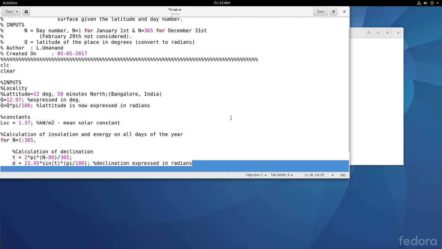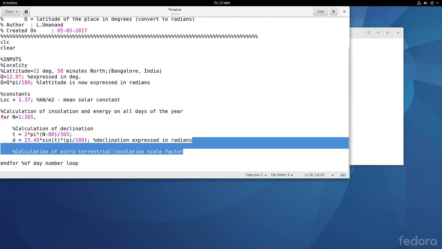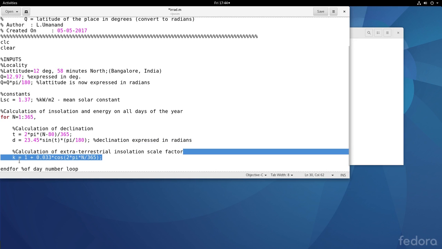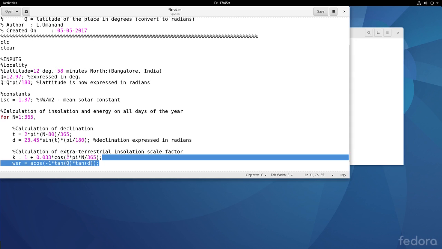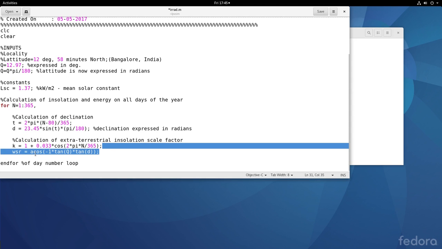Next, I will calculate the extraterrestrial insolation scale factor, KLSC. We have LSC, we need KLSC, and that is calculated using 1 plus 0.033 cos 2 pi n by 365. I know n because n is an input, that is, it is a for loop input, and we can calculate k. Then after that I will calculate the hour angle. The hour angle is cos inverse of minus tan phi tan delta. So tan Q tan d, and you will get the hour angle.